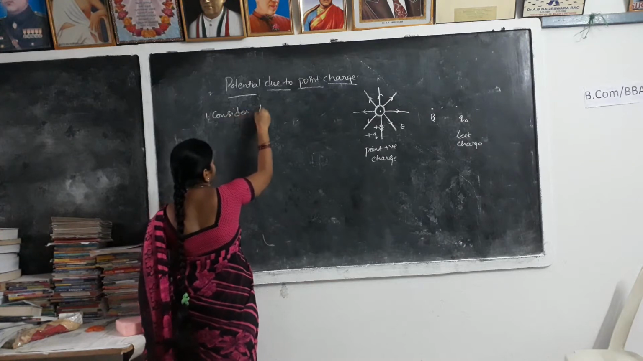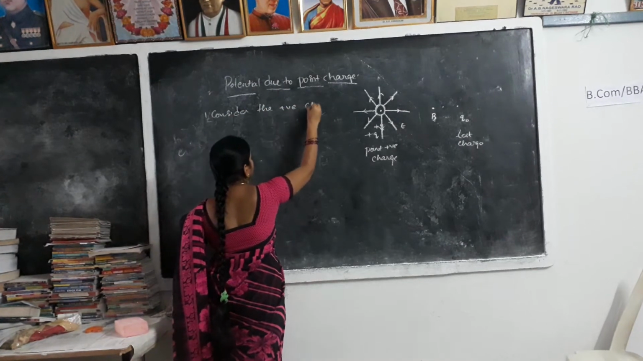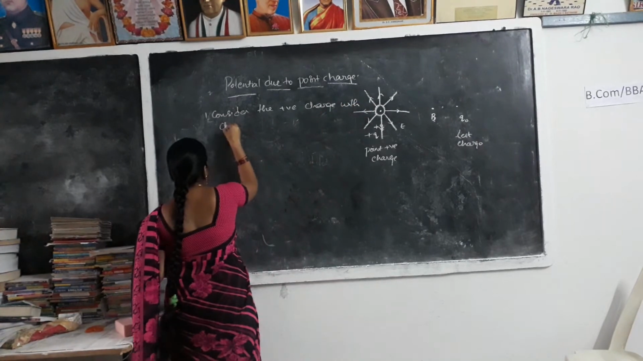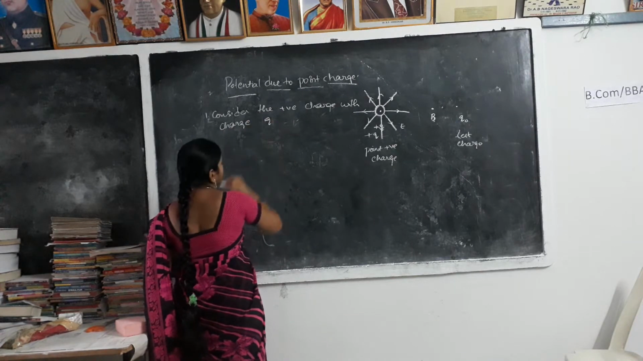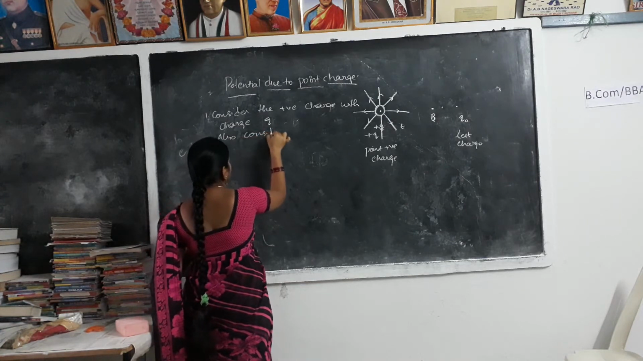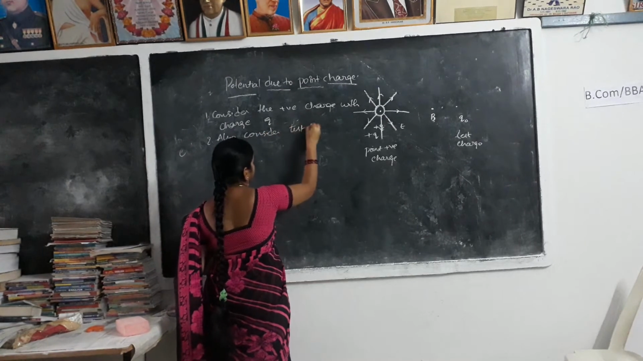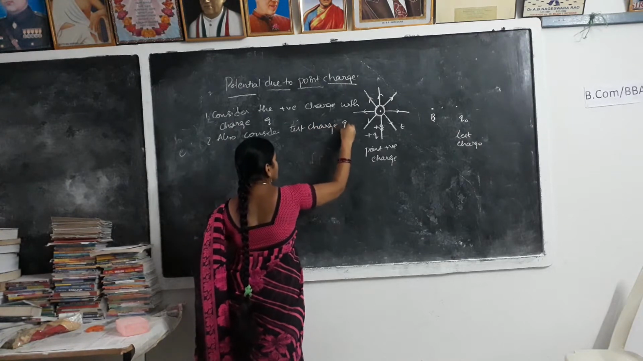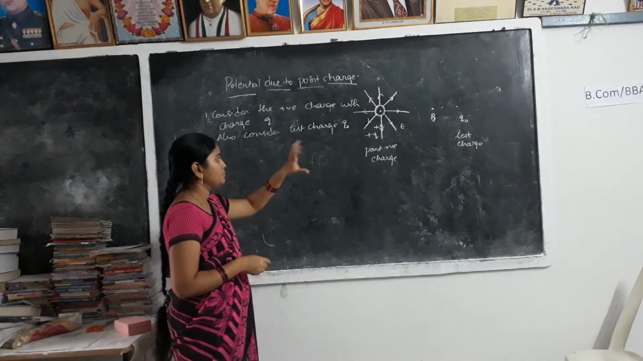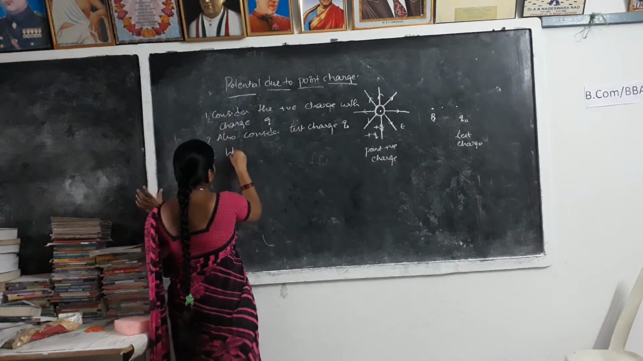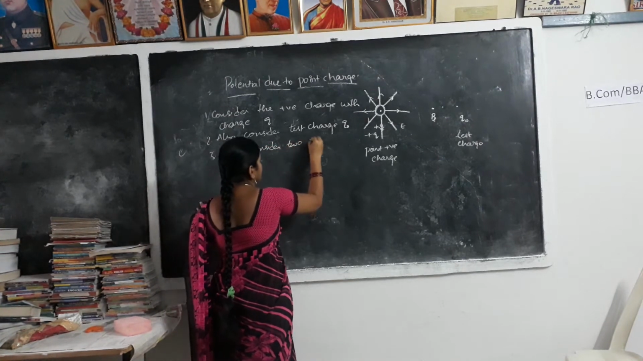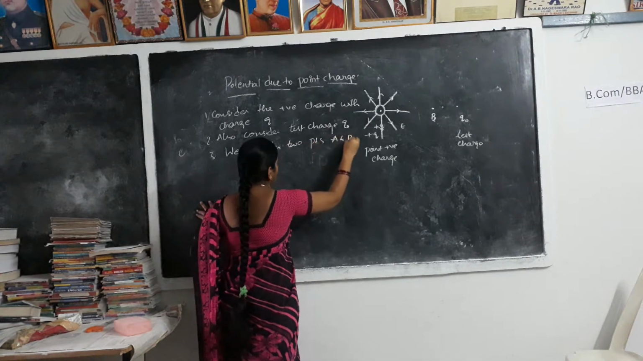So, consider a positive charge with charge Q. Also, consider a test charge Q naught. So, in order to obtain the potential, we consider 2 points, that is A and B.